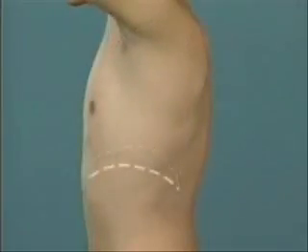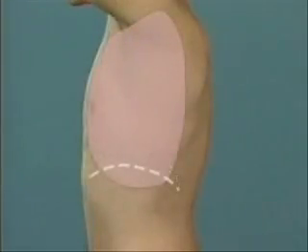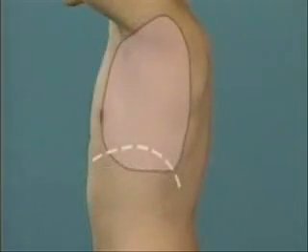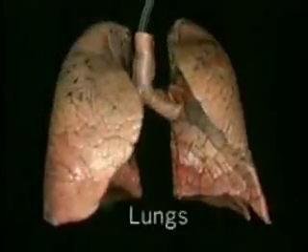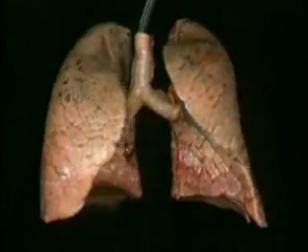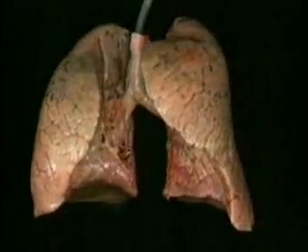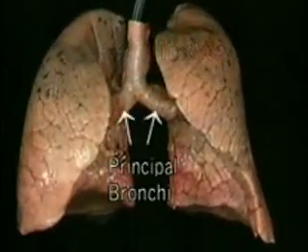With each breath in and each breath out, there is an increase and a decrease in the volume of the lungs. Here are the lungs by themselves, seen from in front. They're being inflated with air so as to maintain their shape. Here's the trachea. Here are the two principal bronchi.